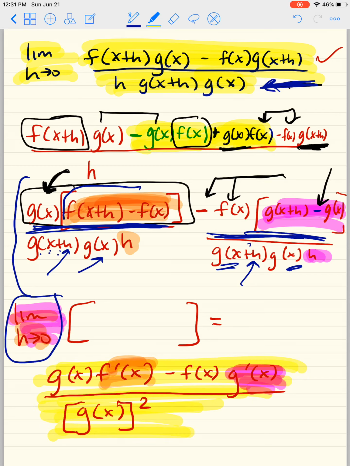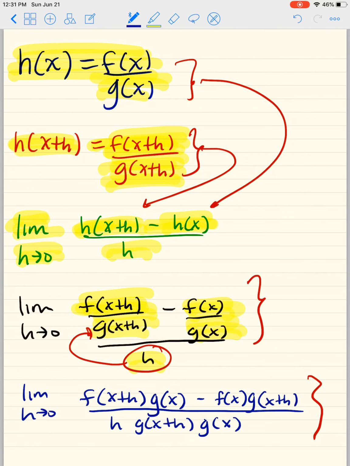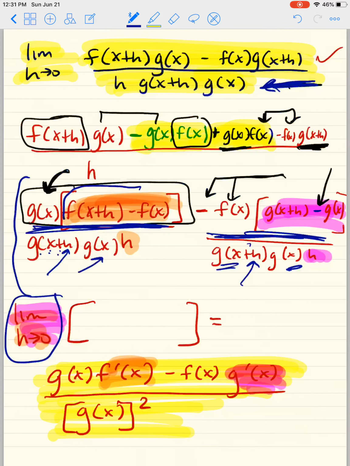So this is your quotient rule. It's g of x times f prime of x minus f of x times g prime of x all over g of x squared. The quotient rule, in short, says keep the bottom function, keep the bottom function, derivative of the top function, minus keep the top function, derivative of the bottom function, all over the bottom squared. So this is our proof.